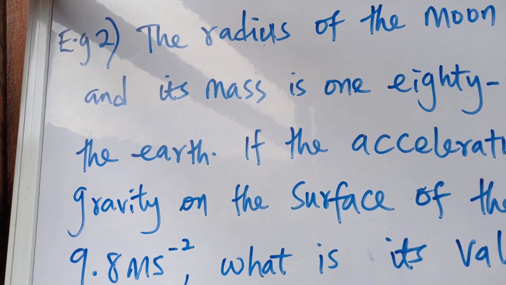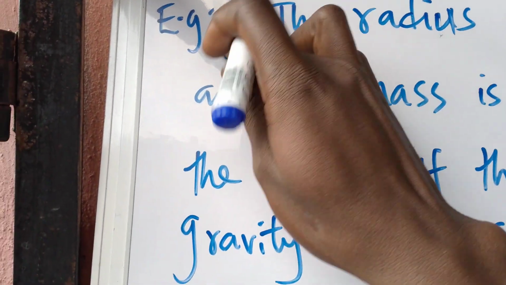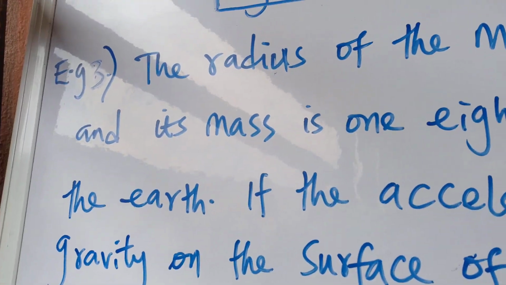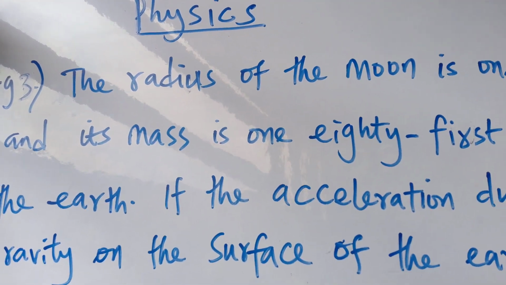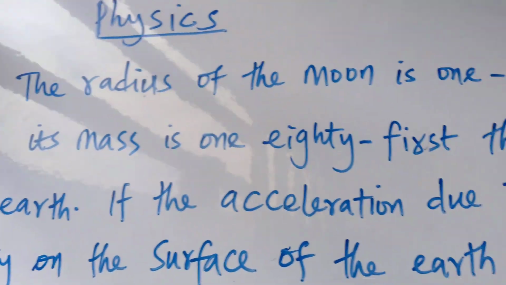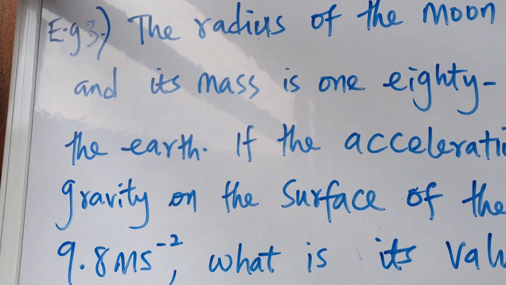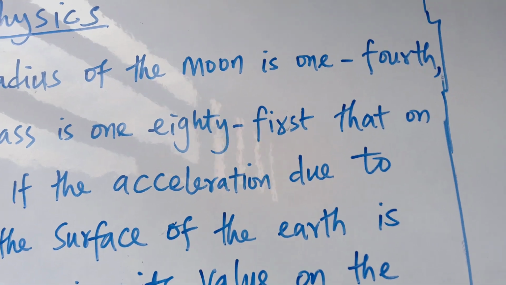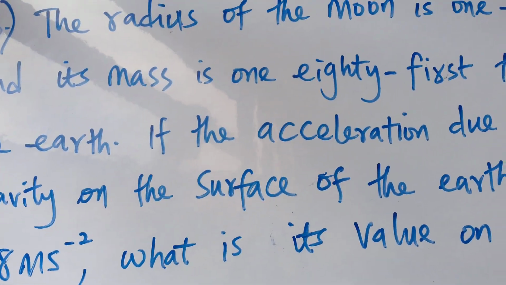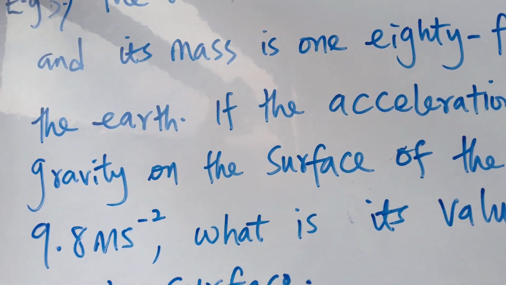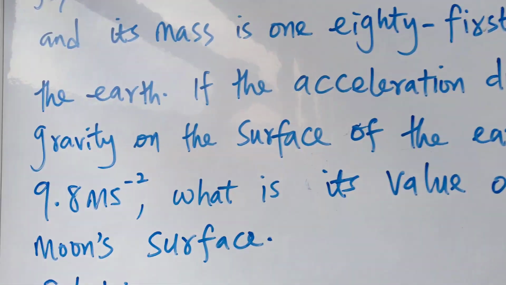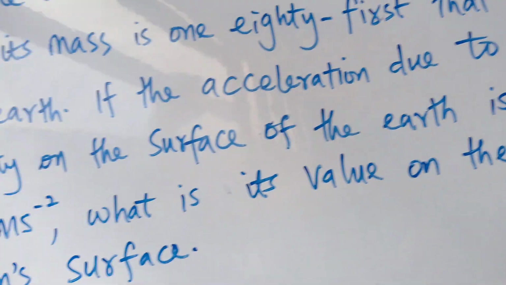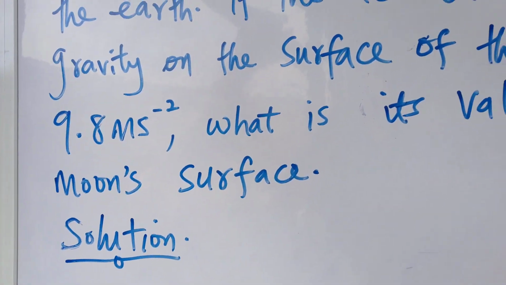Right, we have another question. This is example 3, still on acceleration due to gravity or gravitational field intensity. It says the radius of the moon is 1/4 and its mass is 1/81st that on the Earth. If the acceleration due to gravity on the surface of the Earth is 9.8 meters per second square, what is its value on the moon's surface?